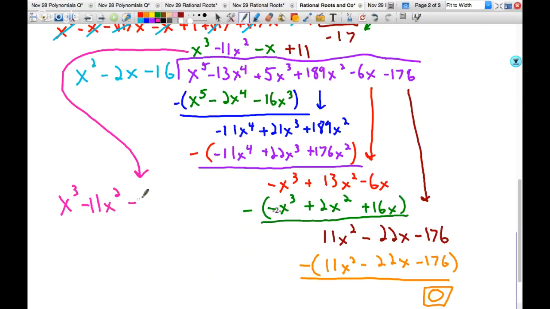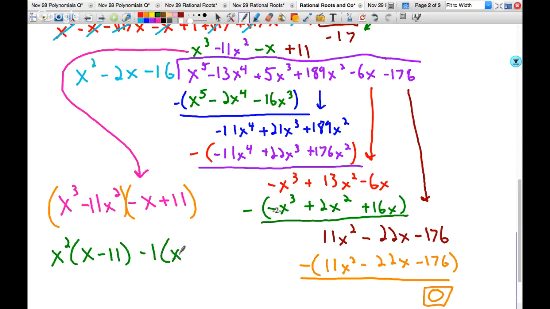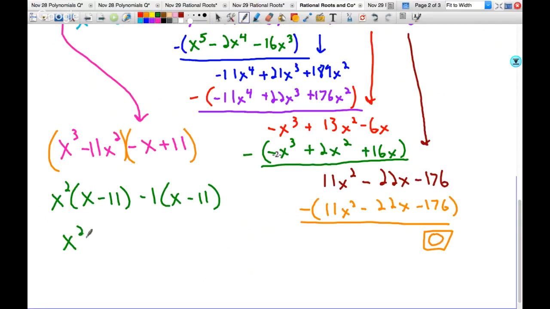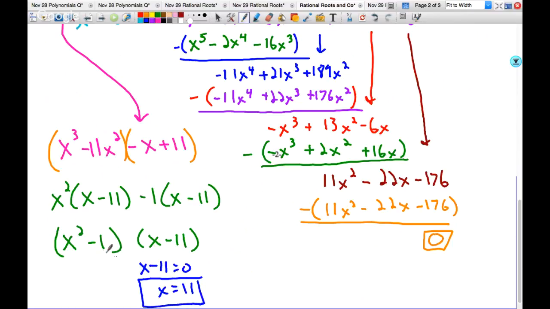We're going to be able to solve this with factoring by grouping. You can already see what I want to pull out now. Let's create our groups. The greatest common factor here is an x squared, leaving behind an x minus 11. We can pull out a negative 1 here, leaving behind an x minus 11. Regroup. This becomes an x squared minus 1 and an x minus 11. Zero product property. I set these individually equal to 0 and solve. I get x equals 11 as my third root.